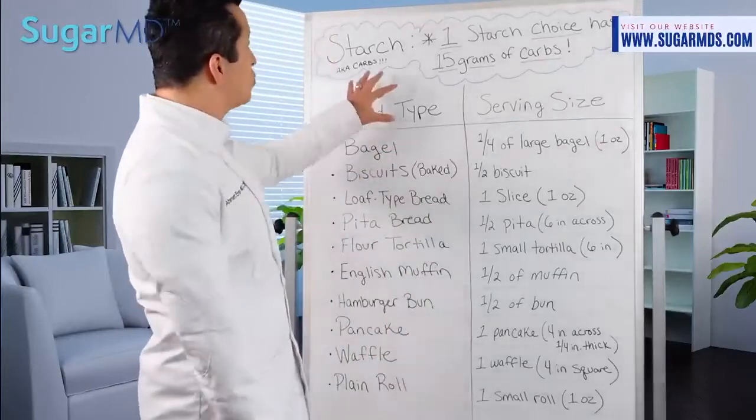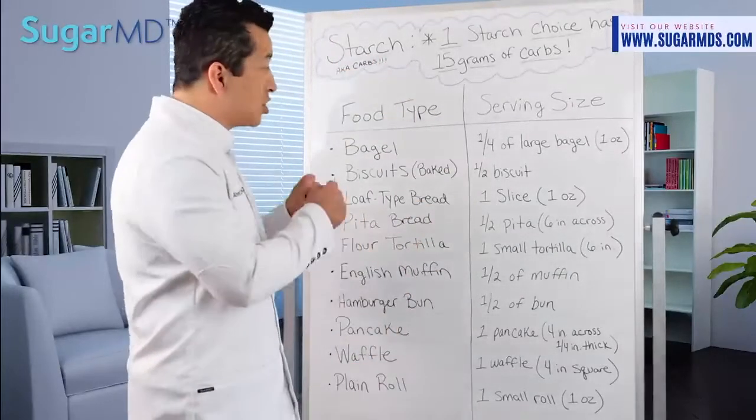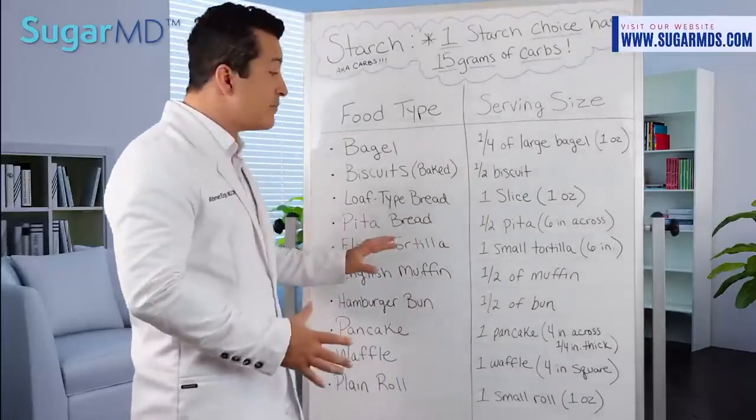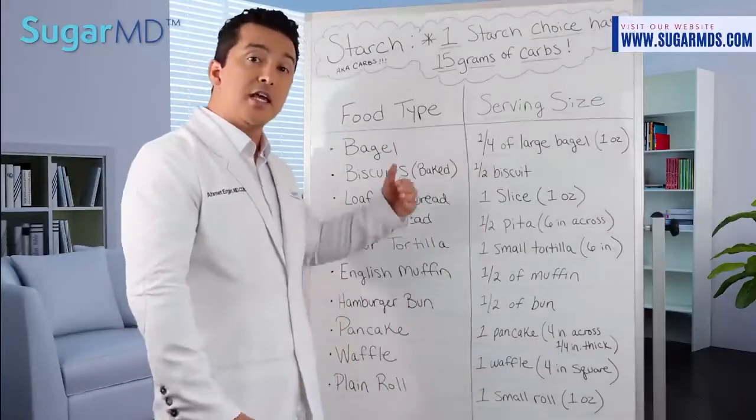I'm going to go over that one by one today. First, we are talking about the starches, the typical carbs, like the grains and so on. And then I'm going to move on to fruits and similar foods later in the video.